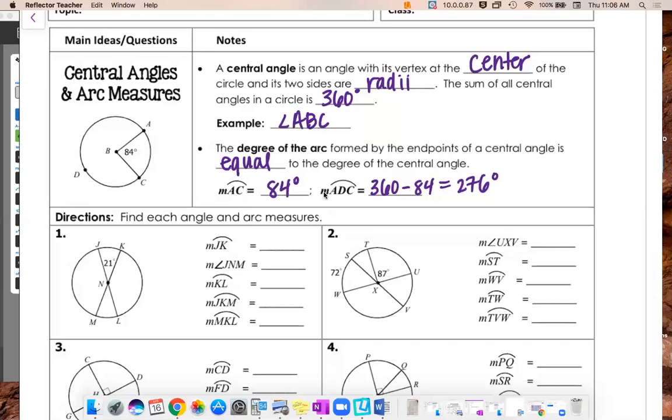Then if you want to know the measure of the big arc, which is represented with three letters, you have ADC. So this is arc ADC. It's the major arc, versus this is the minor arc. The entire circle is 360, so if I subtract out this 84, I get that this arc is 276. We're going to use these facts and go through some examples, and then you guys are going to do this in your homework.